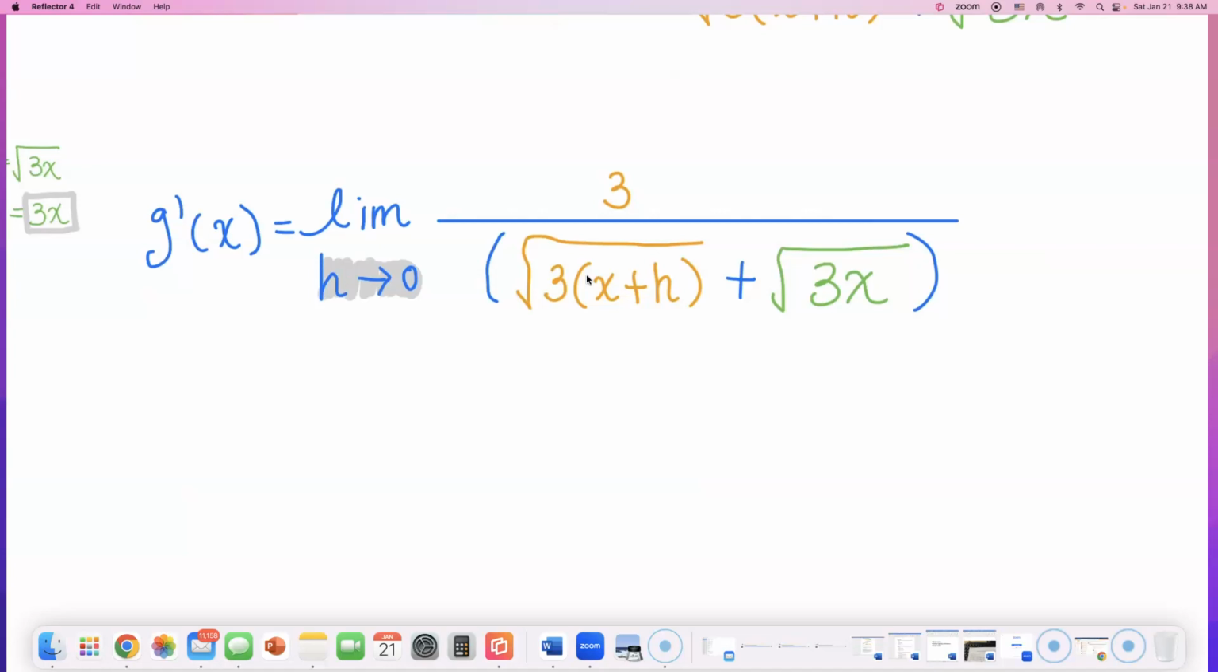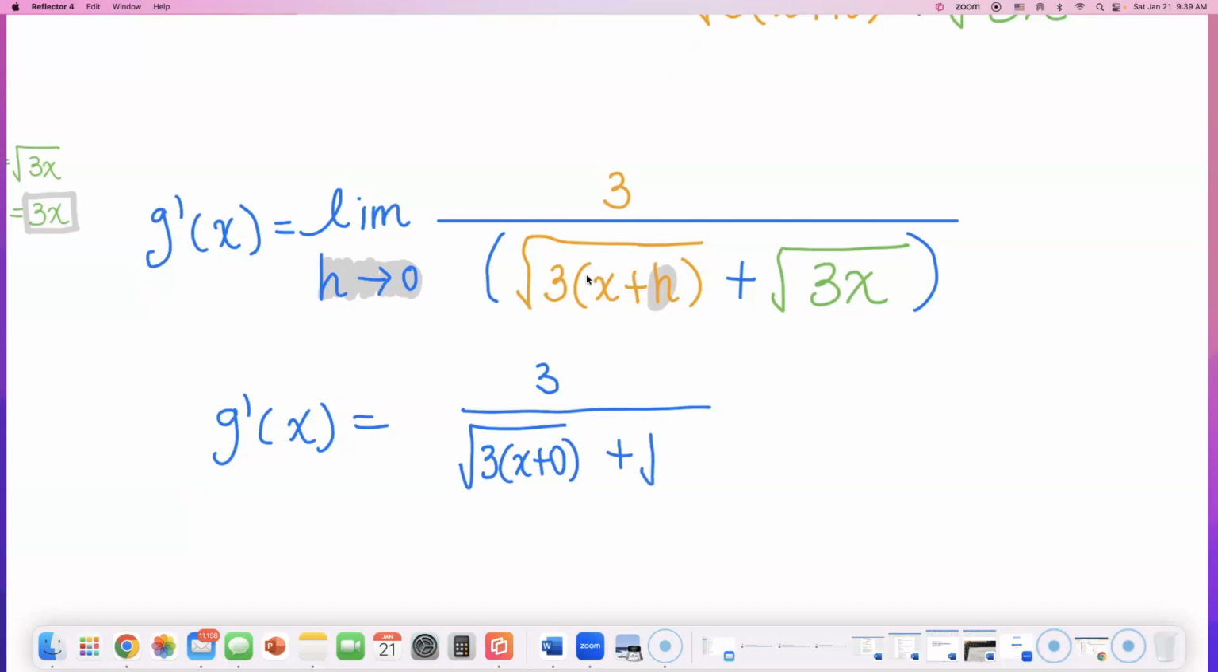Okay, so where is h? Let me find h. Right there. So that's going to turn into 0. So g prime of x is equal to 3 over square root of 3 times x plus 0 plus square root of 3x.